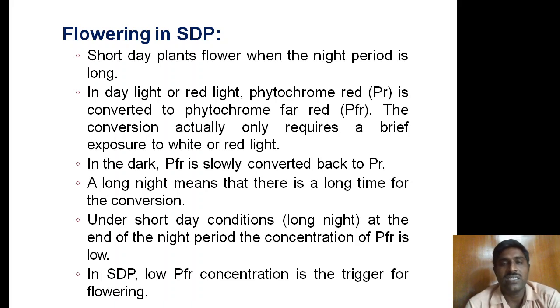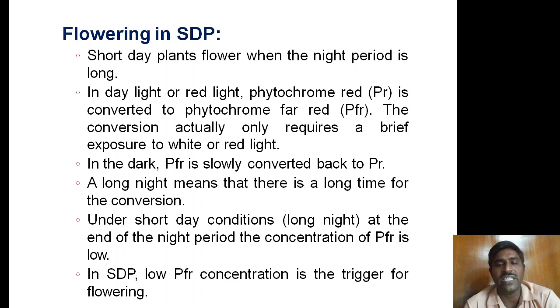In daylight, phytochrome absorbs the red light, that means the PR form, which immediately converts into the PFR form. The conversion actually only requires a brief exposure to red light. In the dark, the PFR is slowly converted back to the PR form. That means a long night gives a long time for the conversion of PFR to PR.